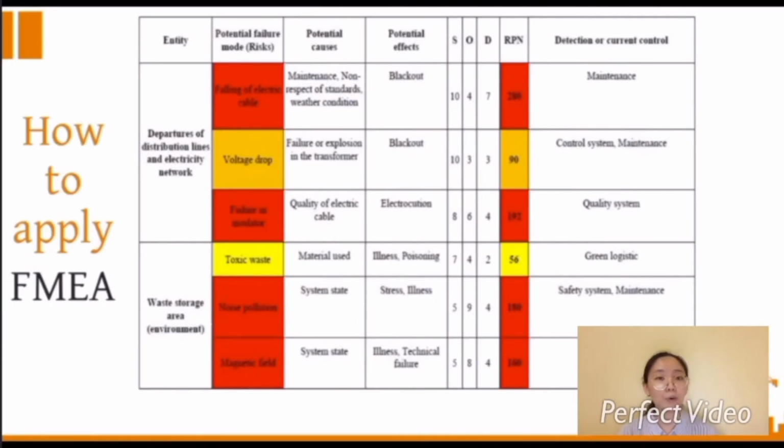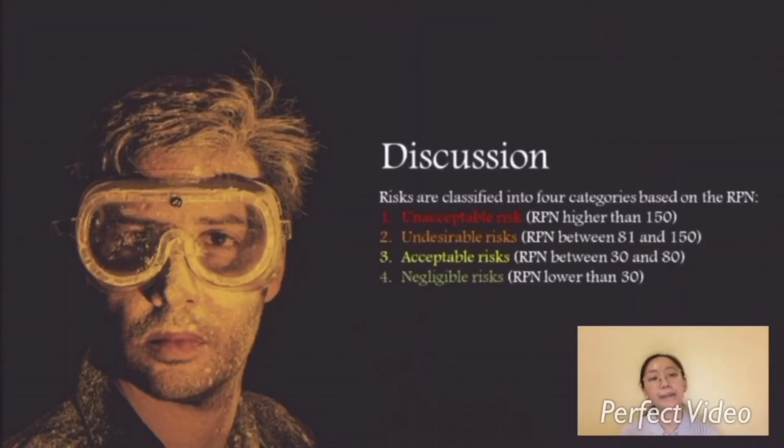You ask the workers who work in the storage area, so you could get a more credible value and number for the severity, occurrence, and detection. And after you list down all of the SOD, let's calculate the risk priority number by multiplying the SOD.